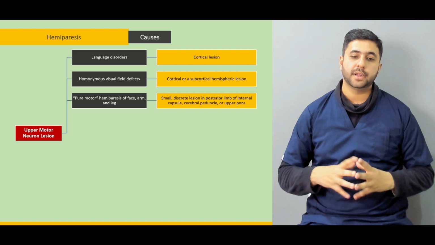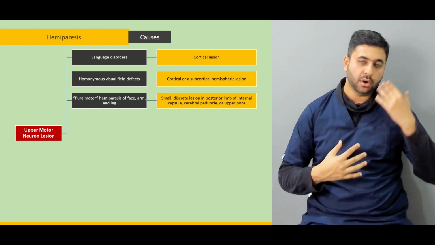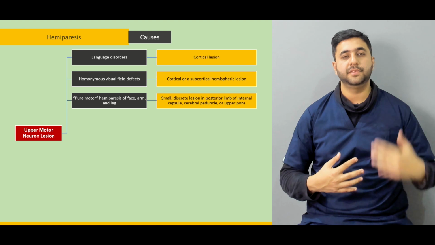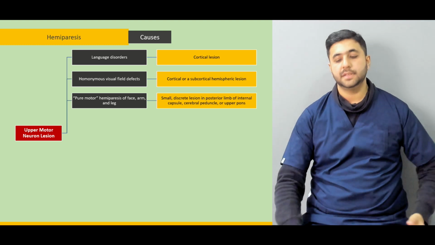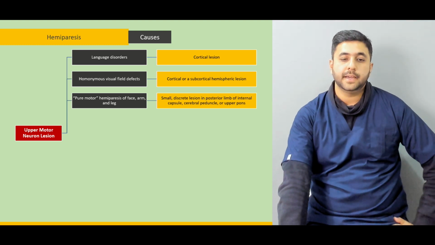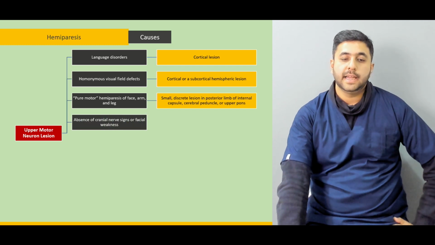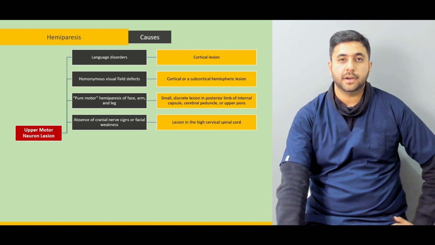So a pure motor lesion involving all the parts of the side, the face, the arms, and the legs, it gives us an indication that this might be an infarct or a bleed in the posterior limb of the internal capsule. If we have an absence of the cranial nerve signs or the facial weakness, then we can pinpoint this to a lesion in the high cervical spinal cord.